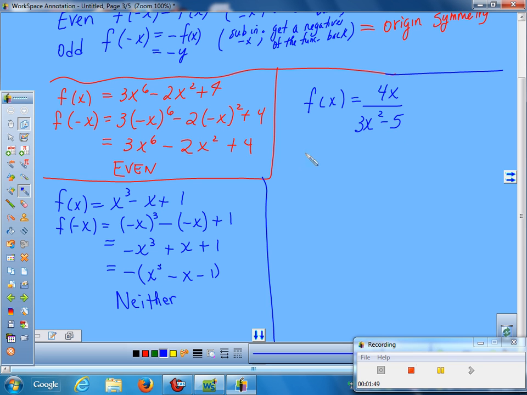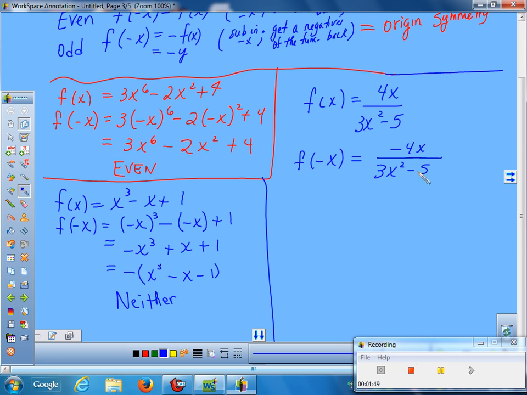Okay, so I want to do even, odd, or neither. I'm substituting in negative x. And here, now that we're beginning to get the handle on it, you may shortcut this far. What's going to happen when I put a negative in the top? It's going to be negative 4x. What's going to happen when I put negative in the bottom? I'm going to square it. It's going to say positive 3x squared minus 5. So that's really all I need to see. If you can do it in your head and simplify it, that's fine. Okay. So my question to you is it even? Is it the same thing we started with?